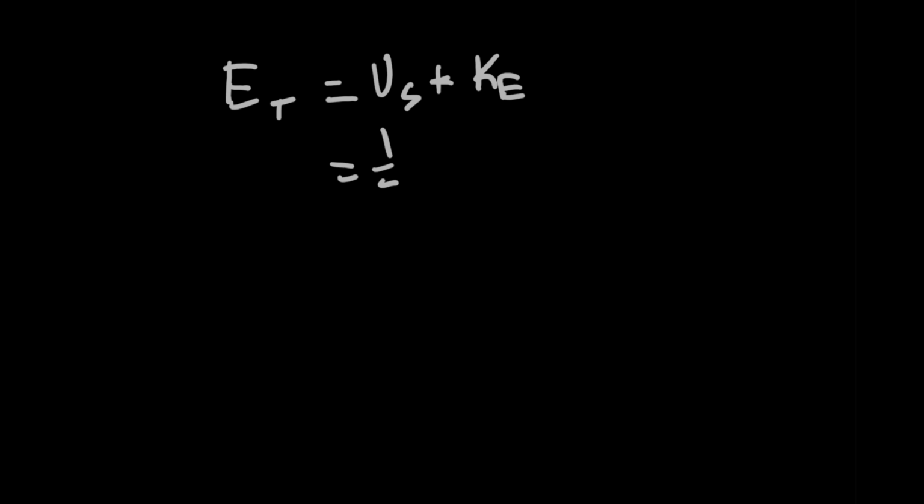The next thing that we're going to discuss is energy in SHM. Let's calculate E total. So E total for a mass spring system is equal to our spring potential energy plus our kinetic energy, right? We know that our kinetic energy is going to be equal to 1/2 mv squared, and that our spring potential energy is going to be 1/2 kx squared. So let's write that down. 1/2 kx squared plus 1/2 mv squared.